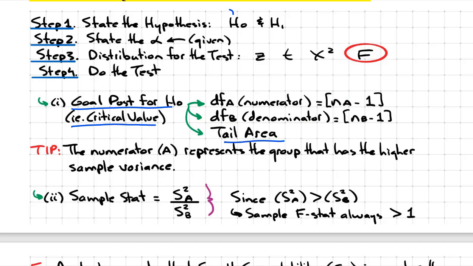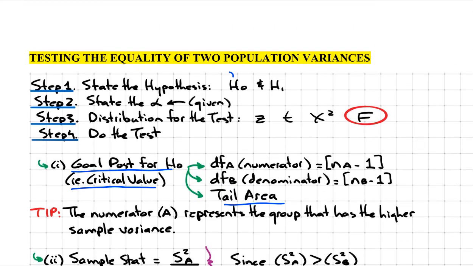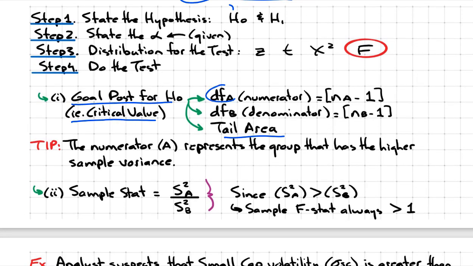So where's this coming from? Remember, we have 2 populations here. So therefore, we're going to have 2 degrees of freedom. And these degrees of freedom, which are basically sample sizes, are going to come from the 2 samples, which represent the 2 underlying populations. And of course, we have an example coming up. So we'll illustrate how this works.